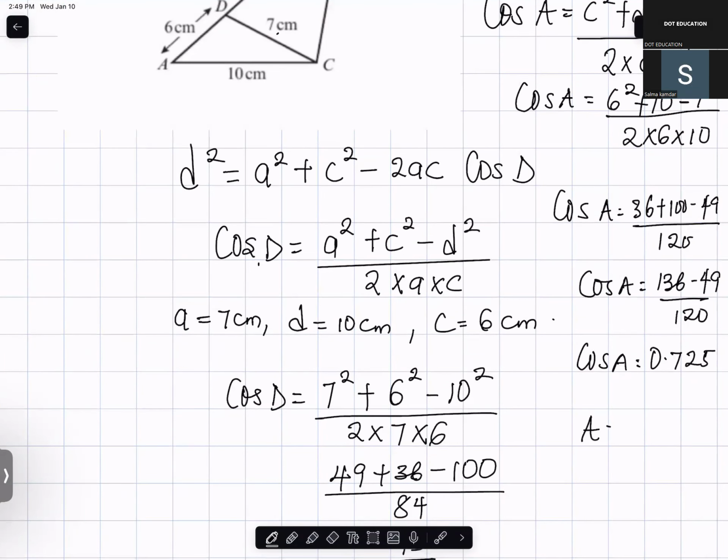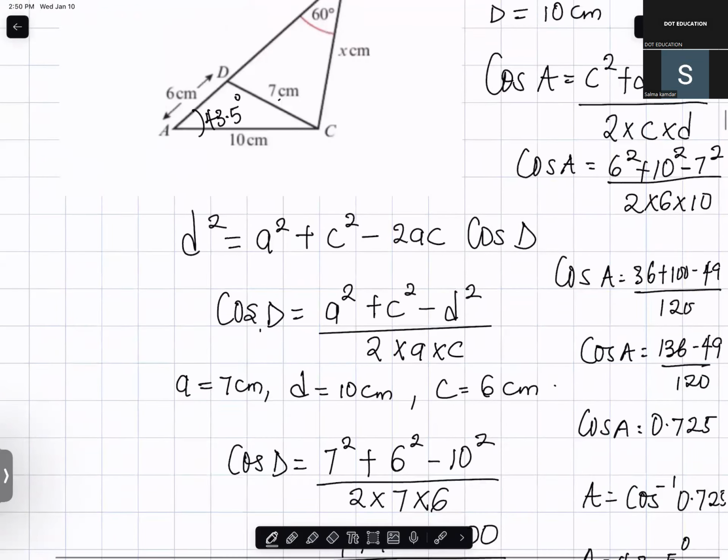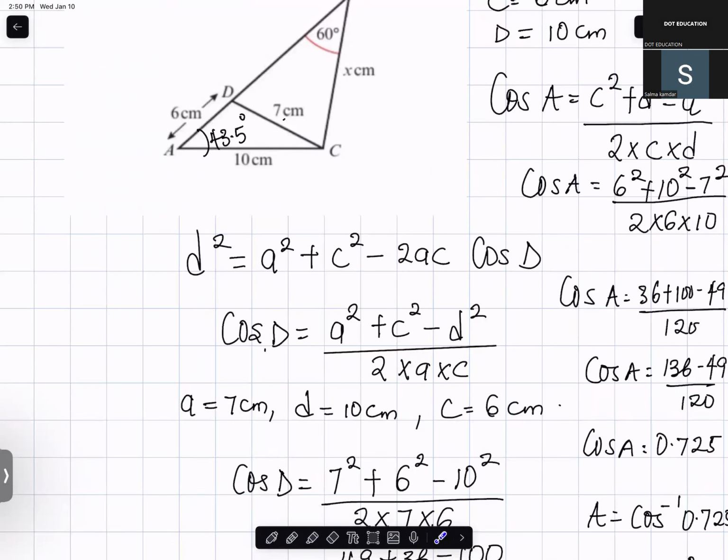So we are looking for A and not cos A. So A is cos inverse of 0.725. So we have shift cos of 0.725 gives A as 43.53 degrees. So we've gotten A as 43.5 degrees. We can apply it now using the bigger triangle, which is A opposite this and 10 opposite 60.